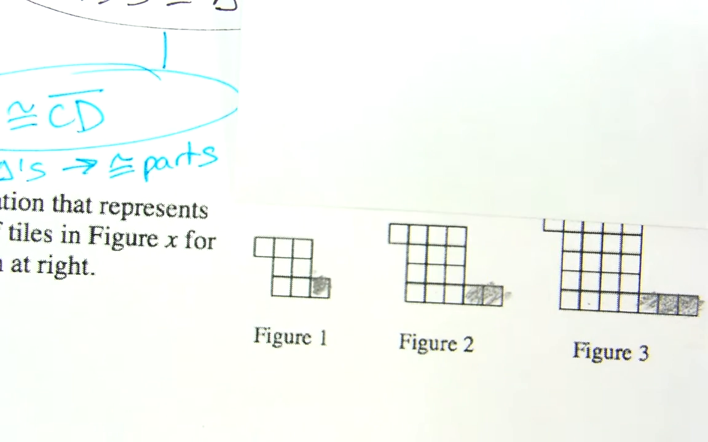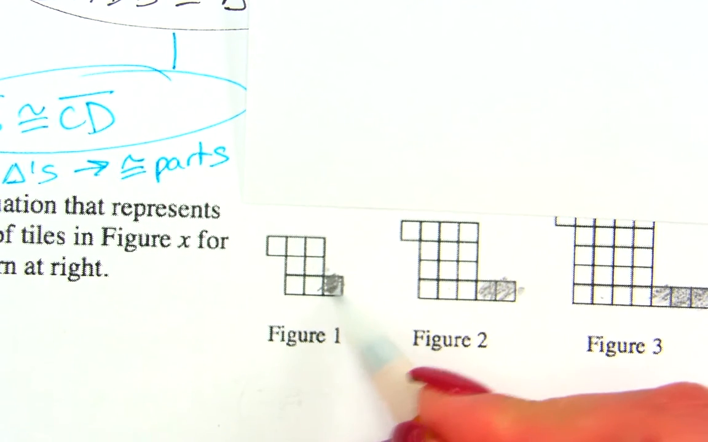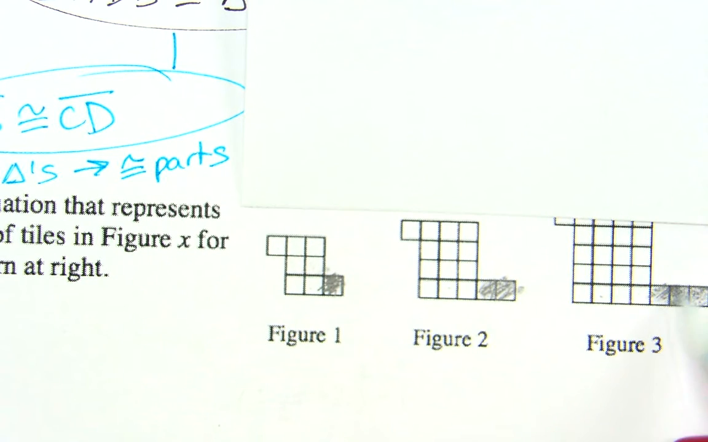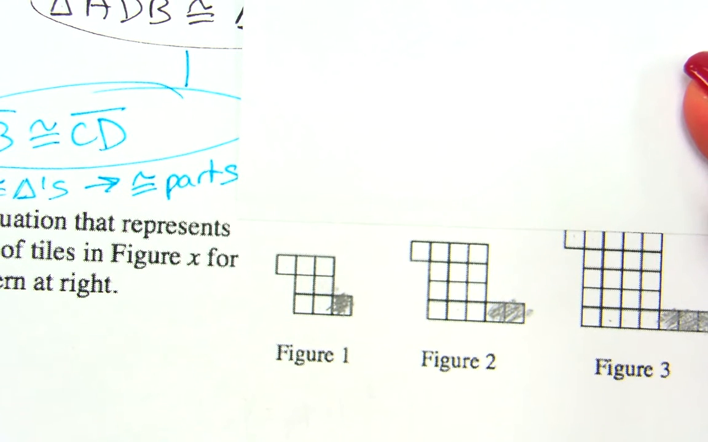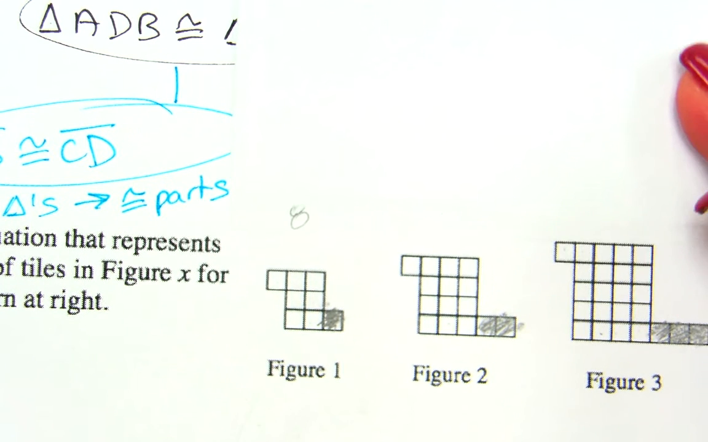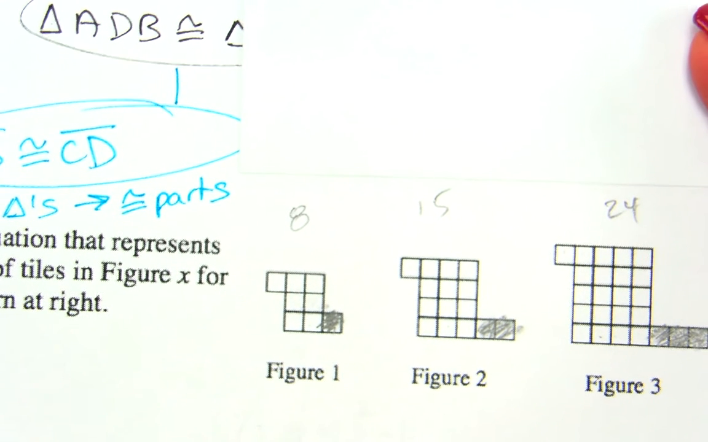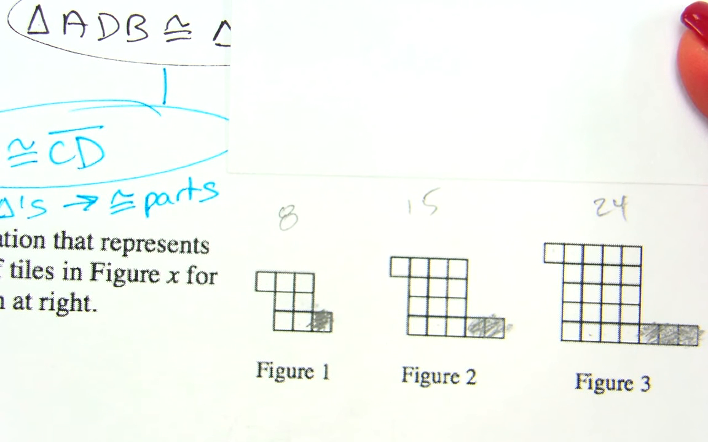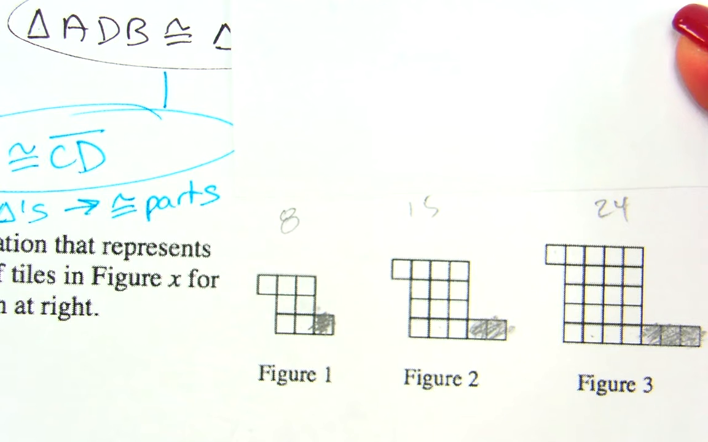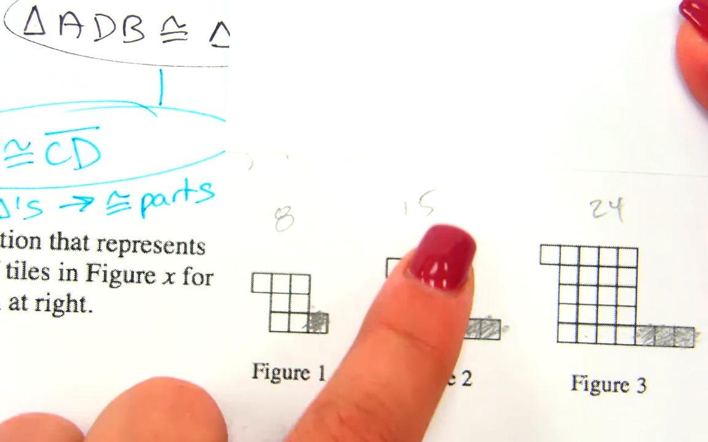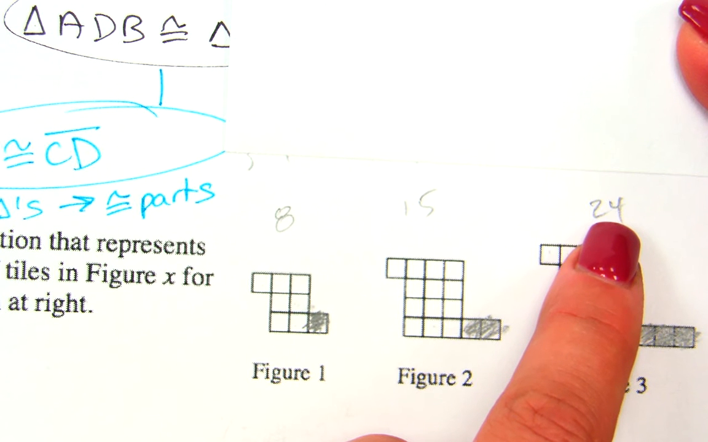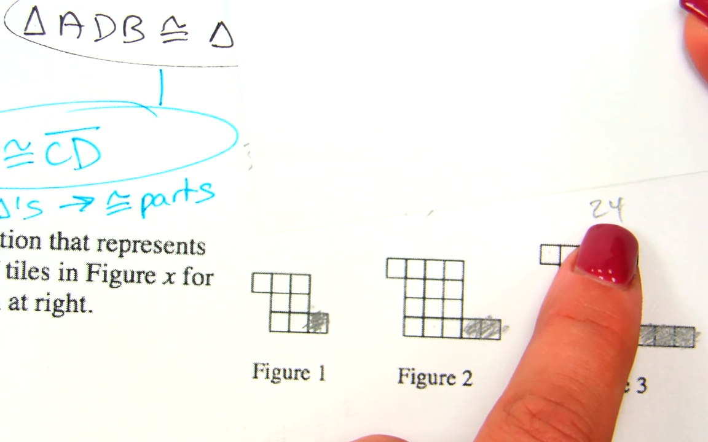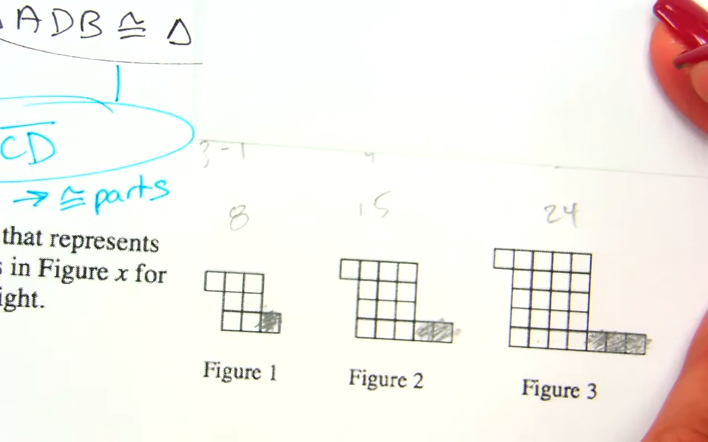Here's figure 1, here's 2, here's 3, and I couldn't figure out any pattern besides just counting the squares. So I counted the squares. This one's 8, that's 15, that one's 24 tiles. That's actually very close: 8 is very close to 9, 15 is very close to 16, 24 is very close to 25. So I wonder if the next one is going to be close to 36.